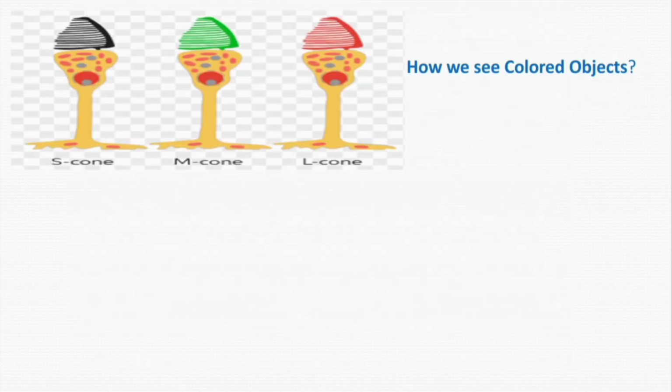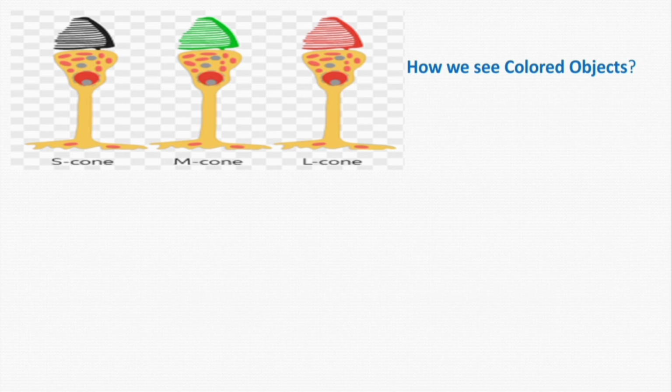Now the question arises, how do we see colored objects? Basically color vision depends upon the ratio of the stimulation of the three types of cones, okay. For example, a person who is seeing a blue colored object, this object absorbs the red and green wavelengths of the light and reflects the blue wavelength, and this blue light is absorbed by the photopigment in the blue cones of the eye, thus activating them.